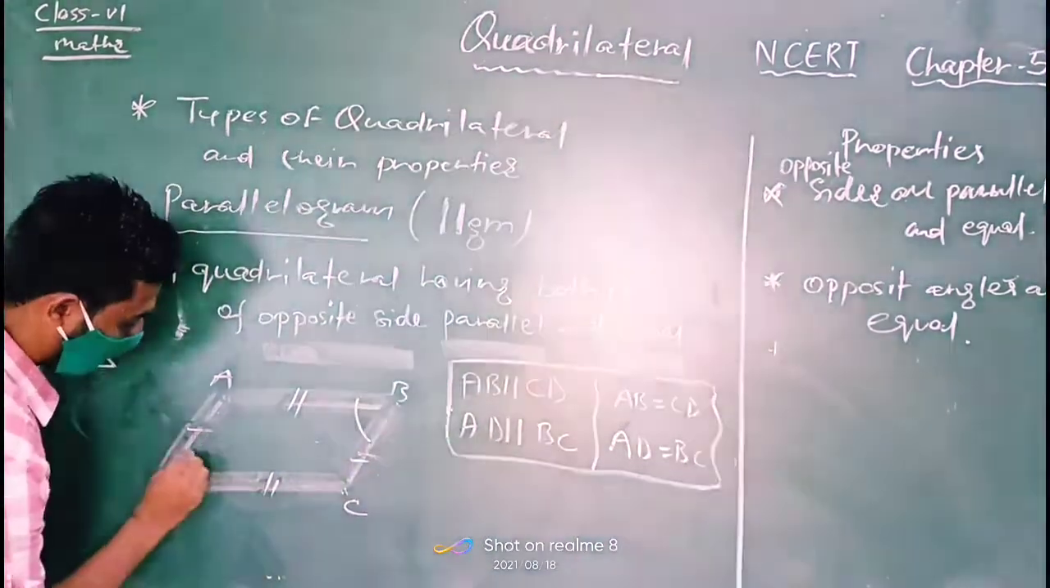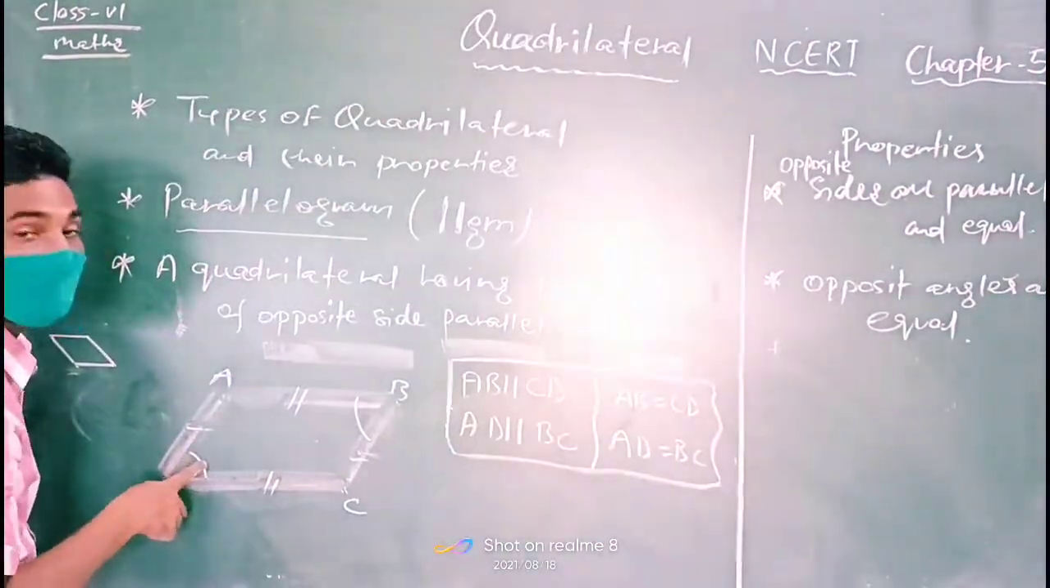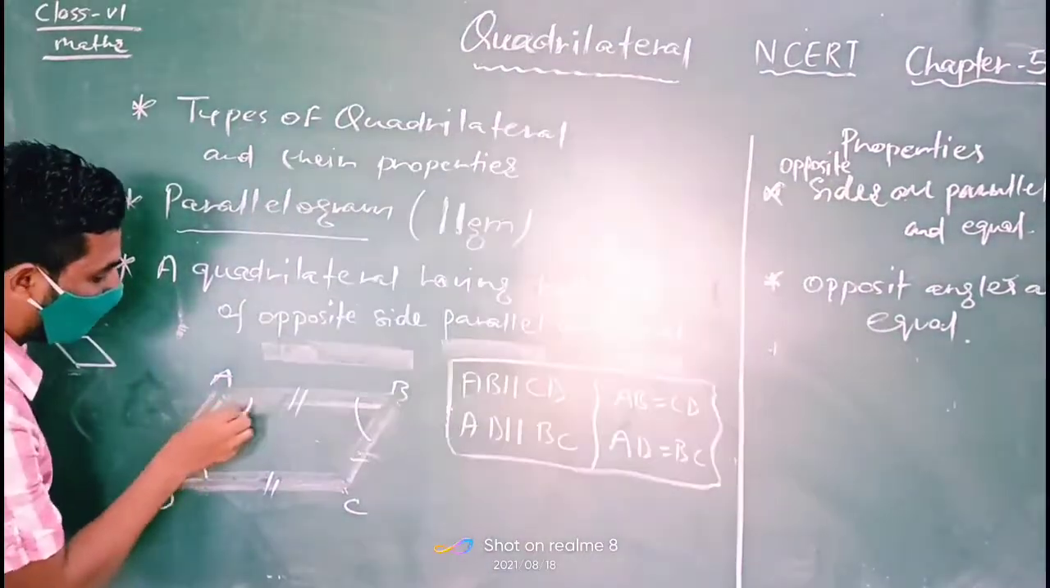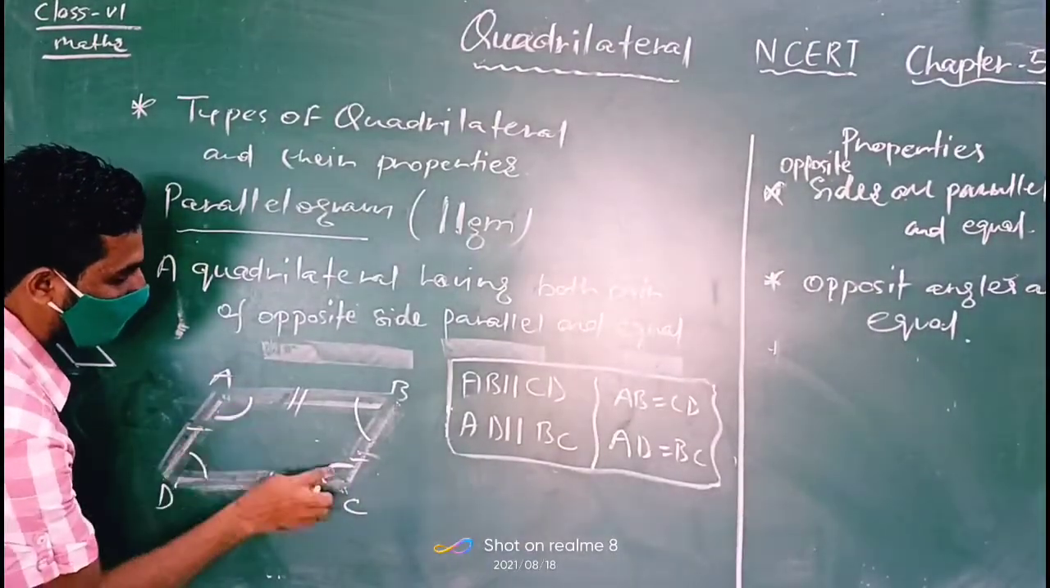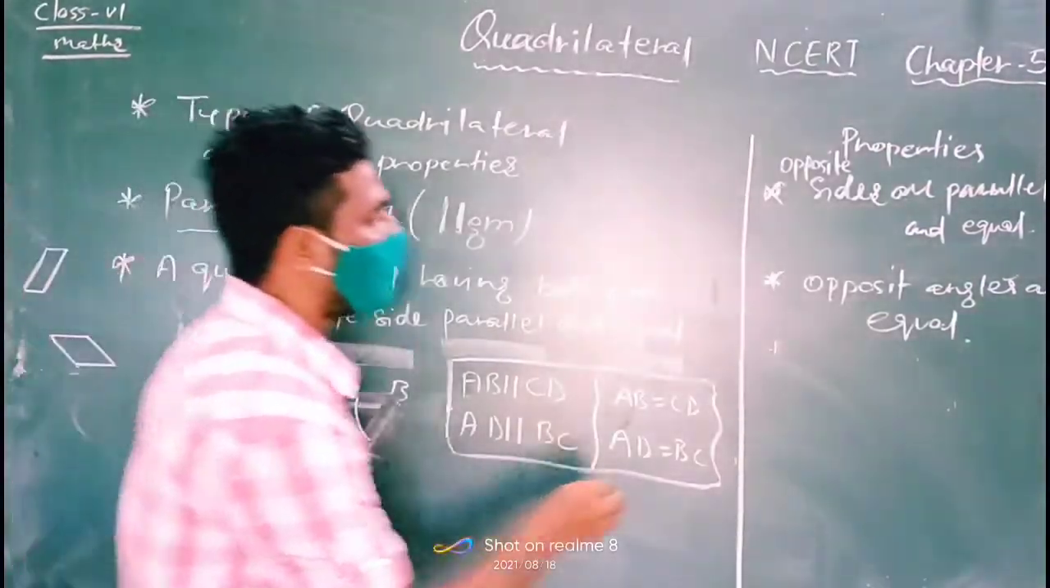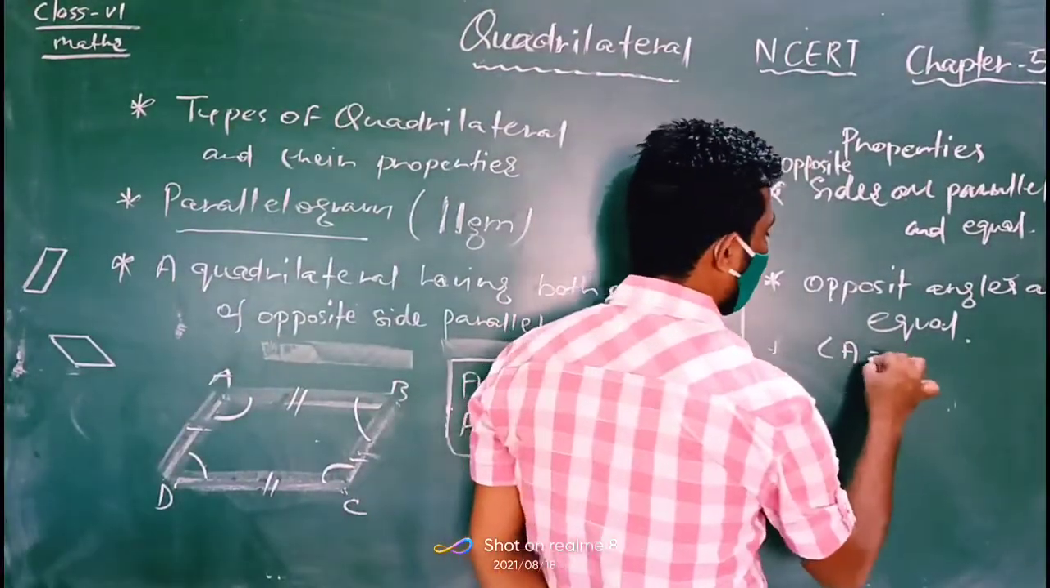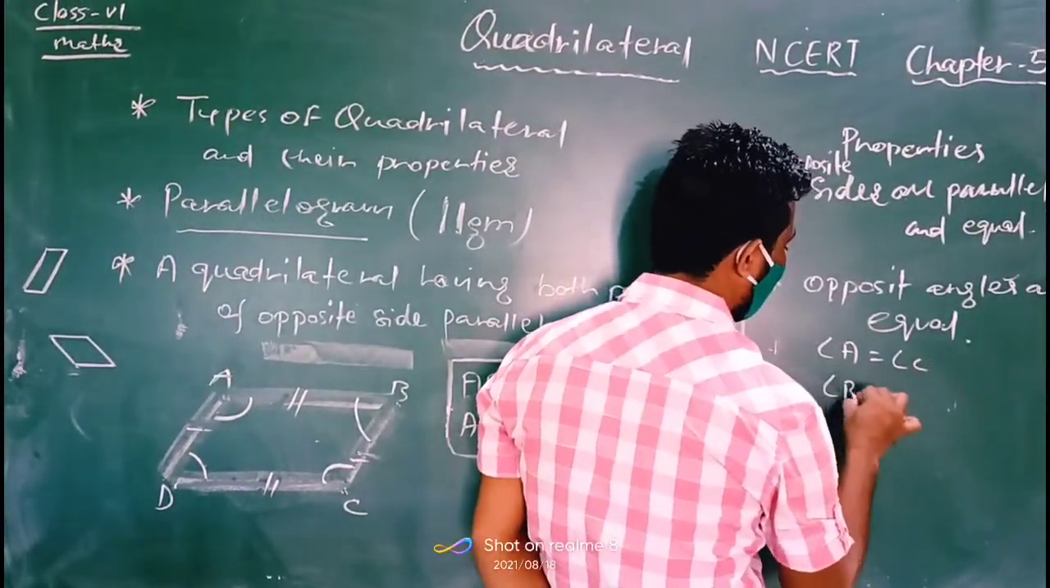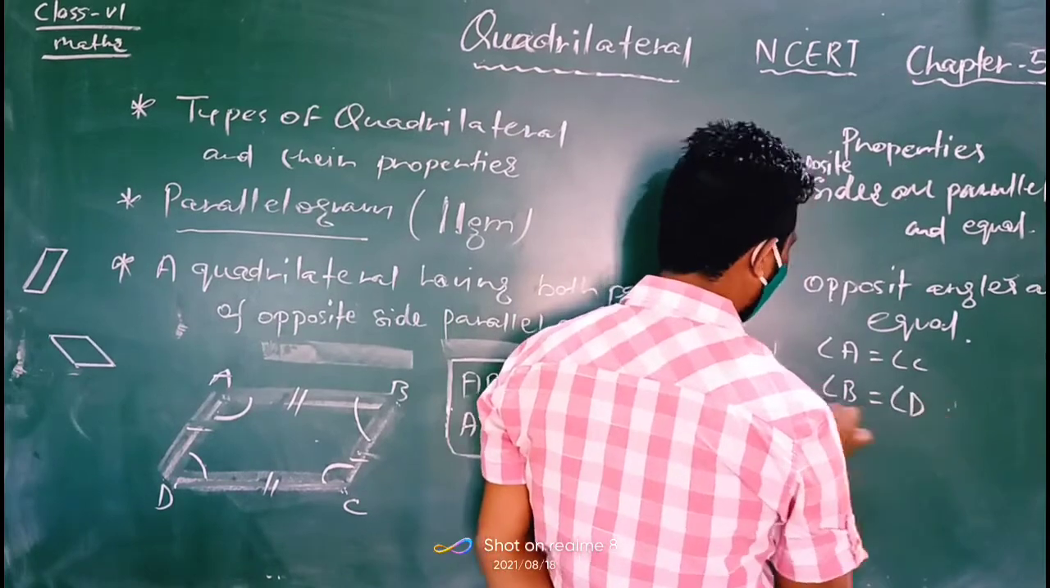This angle B and angle D are called opposite angles, and they will be equal in measure. And these two are also called opposite angles. So angle A will be equal to angle C, and angle B will be equal to angle D. This is the second property.